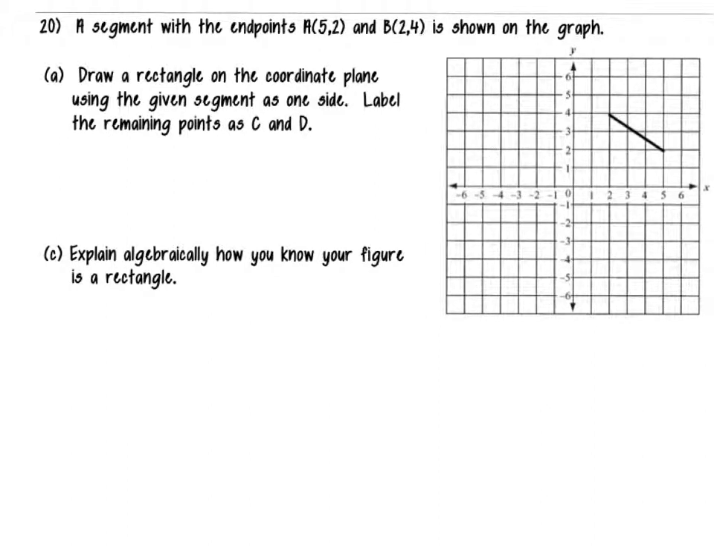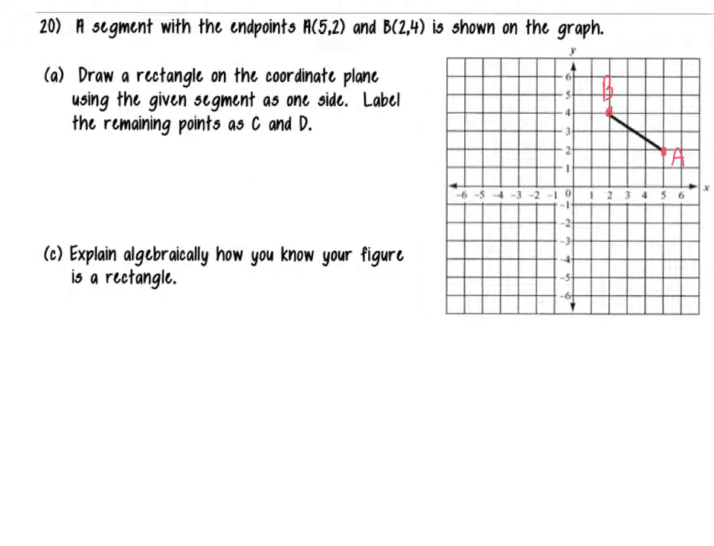All right, number 20. A segment with the endpoints of 5, 2. Okay, so I'm going to go ahead and label this. A is (5, 2), and (2, 4), that's B, is shown on the graph. Draw a rectangle on the coordinate plane using the given segment as one side. Label the remaining points as C and D.